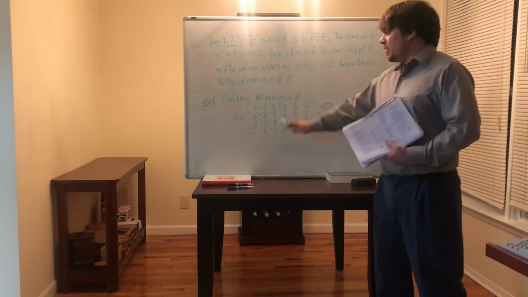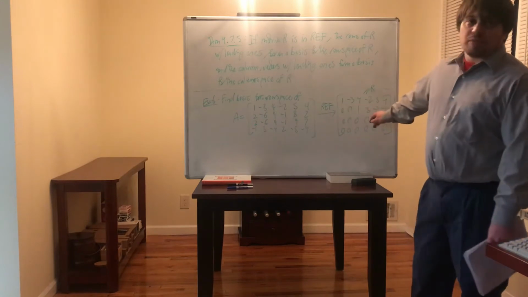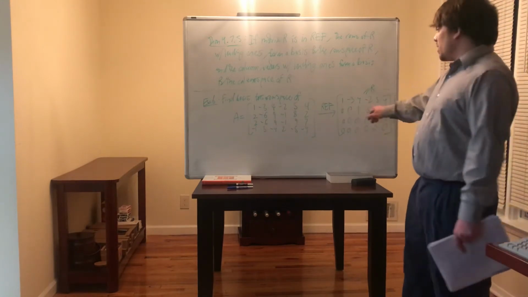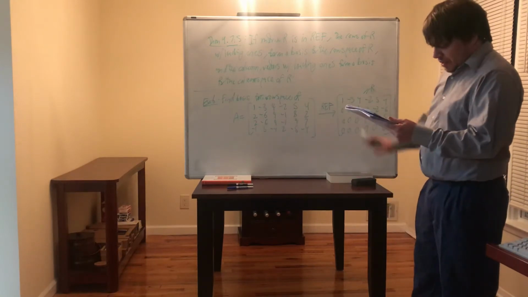Okay? So we start with A. We want to find a basis for its row space. And we get it to row echelon form through an appropriate sequence of elementary row operations. We get it to row echelon form, and we call that matrix R. Okay? And so now that's that.